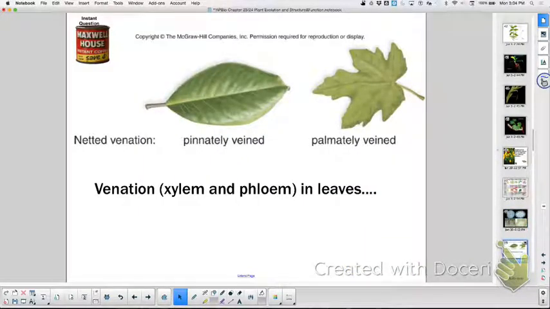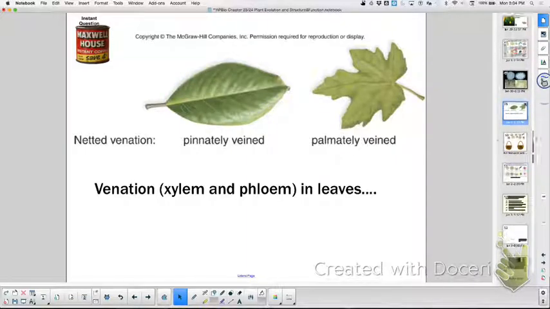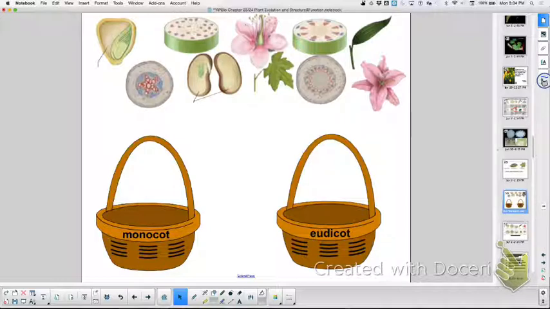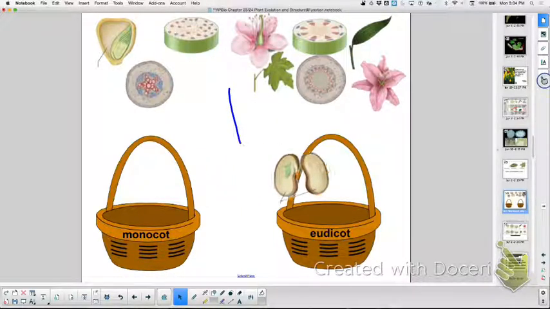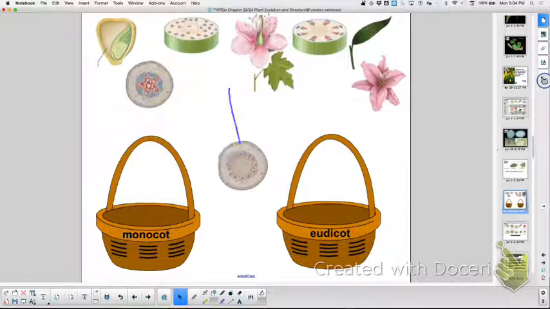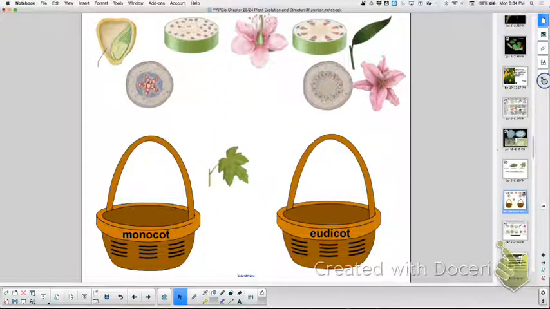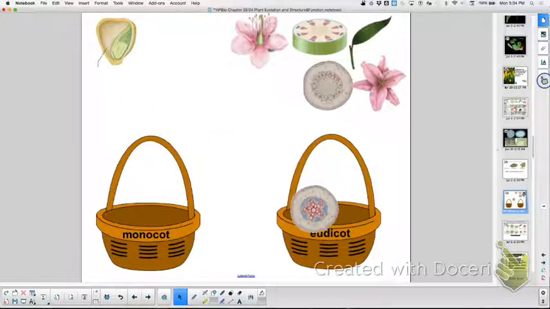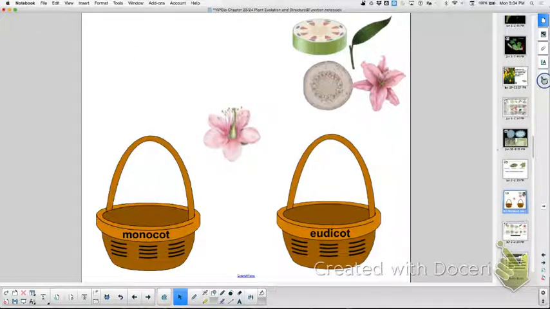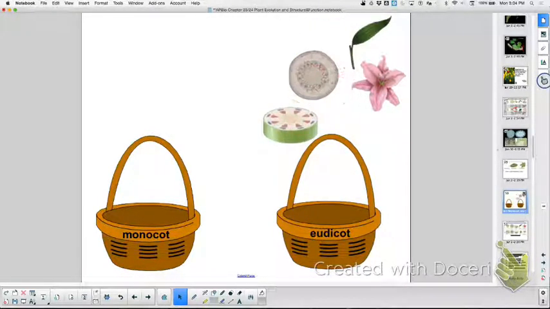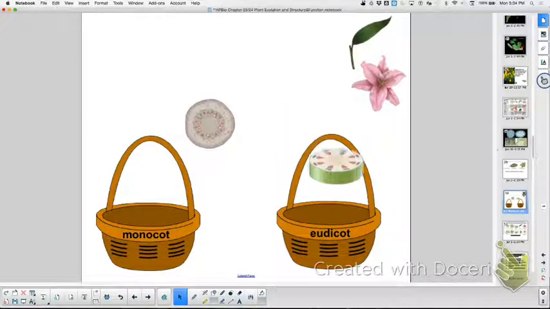Are these monocots or eudicots? Eudicots. Good. So you could put it in a basket. Would you put this in the monocot or the eudicot basket? I agree. How about this one? Oh, that's a hard one. What about this one? Good. What about this one? What about this one? What is that? 1, 2, 3, 4, 5. Sounds like a eudicot. Now one of these is going to go here and one of these is going to go here.